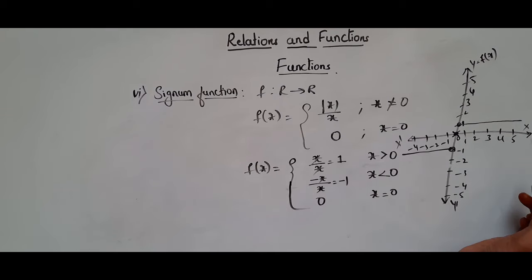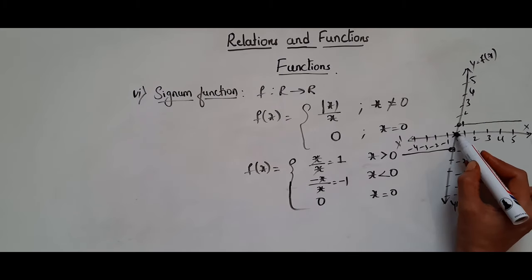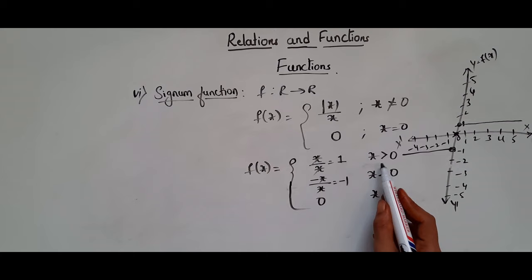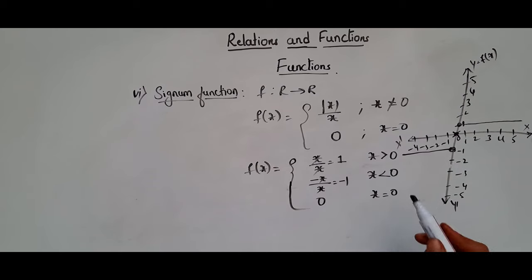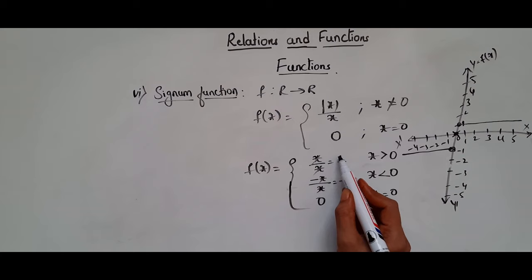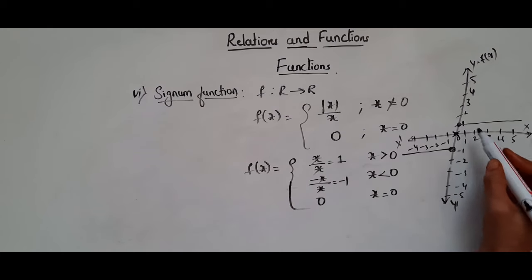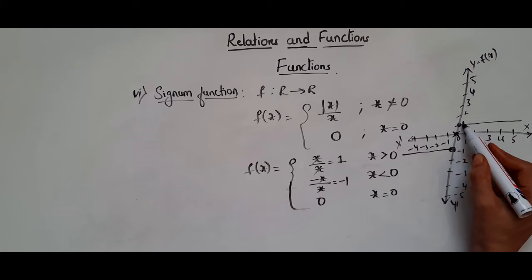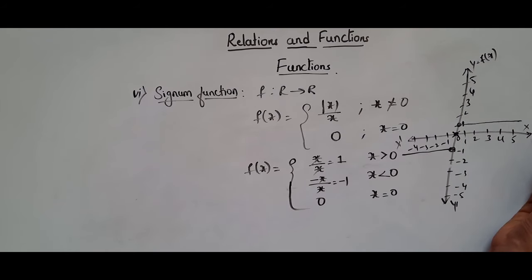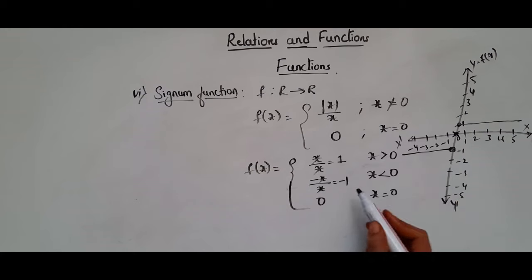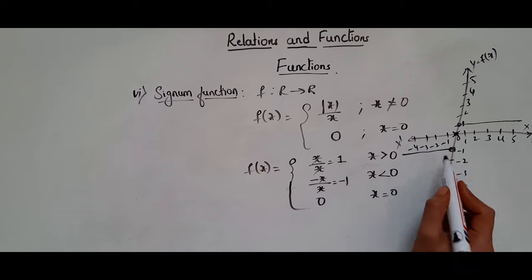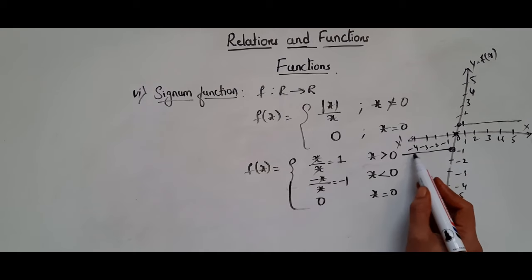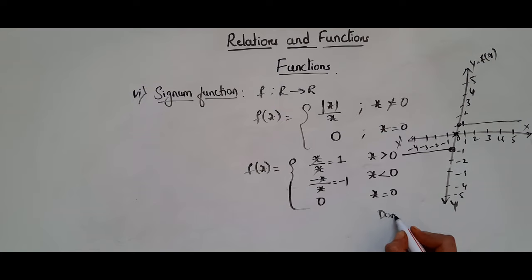So I repeat, for x equal to 0, function f of x is 0. So this point. For all the values of x greater than 0, the function will give you 1. So this line, that's a constant, y is equal to 1. Now for all the negative values, for x less than 0, your y value will be minus 1. So this line. Now what is the domain in this? Domain is nothing but real numbers, for all the values of R.